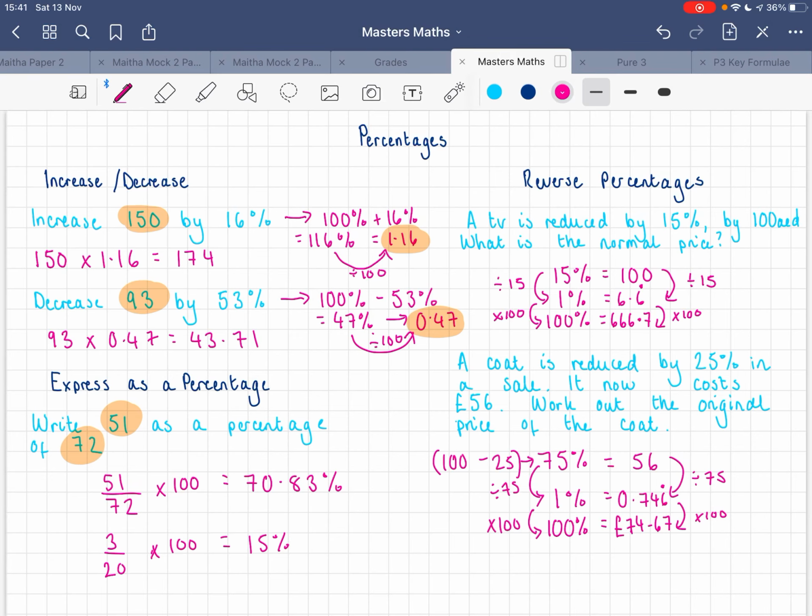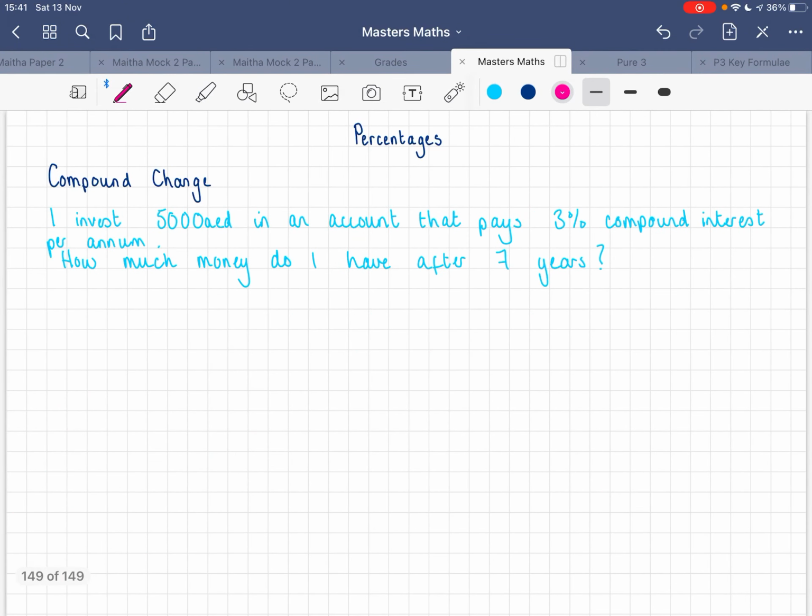Okay, I hope that's helping so far. The last thing is compound change. Now, compound change is where you are increasing repeatedly by the same percentage. And there's a nice little method to do that all in one step.